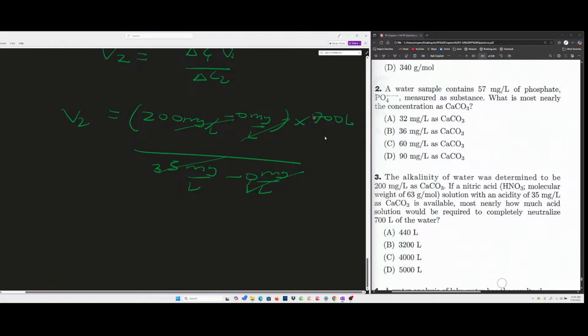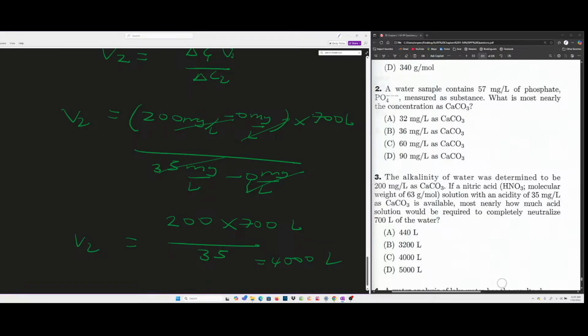This is going to be fine. So if we cancel this, we're left with 200 times 700 liters over 35. So V2 is going to give us 4,000 liters. Okay, so this is how we solve it. Very easy, very simple, very straightforward.